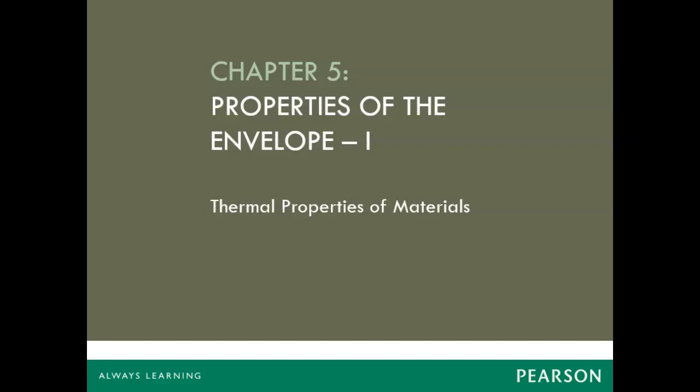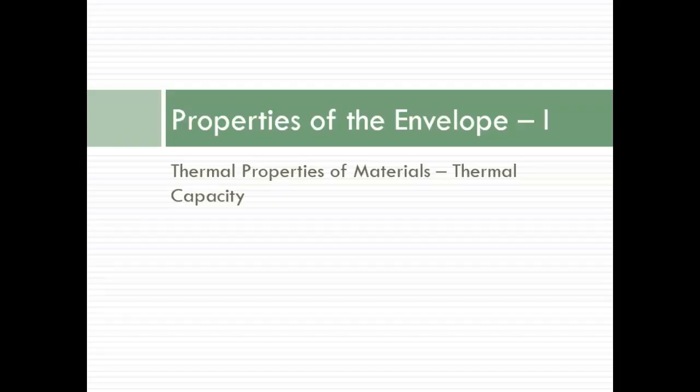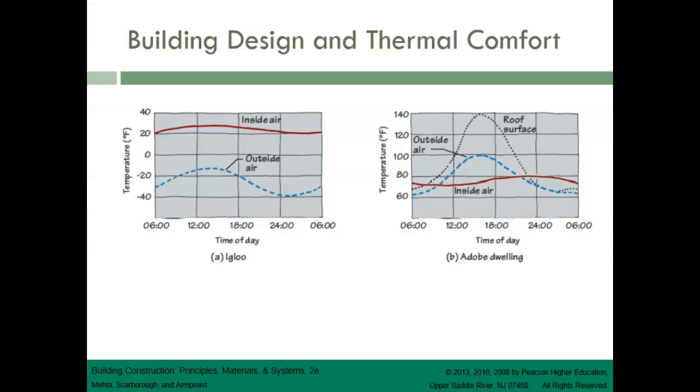Hey everybody, let's take a look at Chapter 5, Properties of the Envelope. This video will explore thermal properties of materials and thermal capacity. We have two examples, an igloo and an adobe dwelling, both in opposite extreme climates.